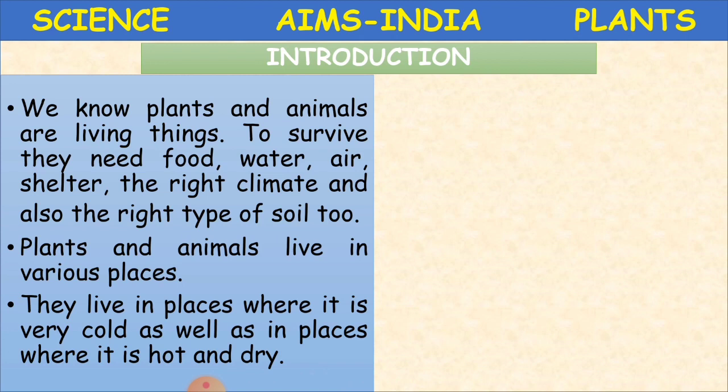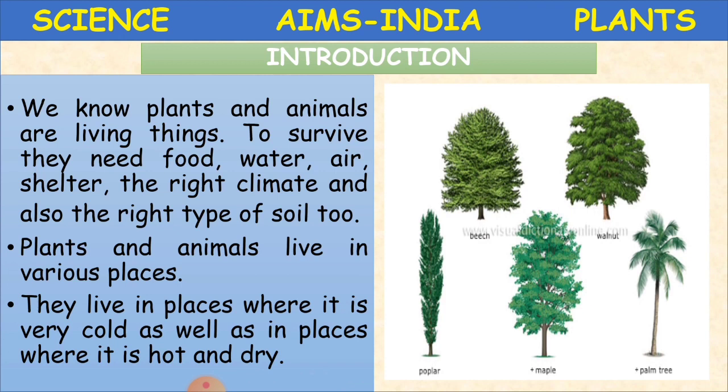So we know plants and animals are living things. To survive, they need food, water, air, shelter, the right climate and also the right type of place, just as we human beings have our houses, no? Same like that, even plants and animals have their particular places according to their convenience. So they need air, water, food. When they have all these, plants are able to live.